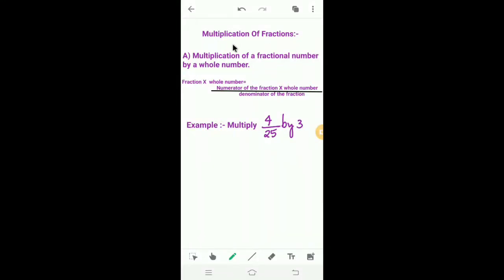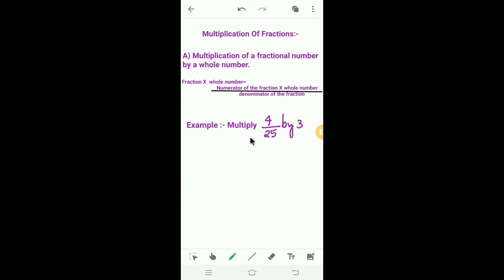Dear students, today we will learn a new concept. The name of the concept is multiplication of fractions. Now we will learn how we can multiply a fractional number by a whole number. Let's see the formula. Fraction into whole number is equal to numerator of the fraction into whole number by denominator of the fraction.